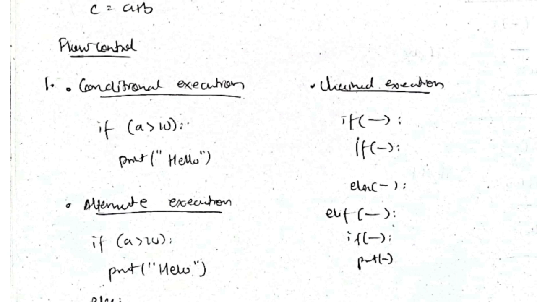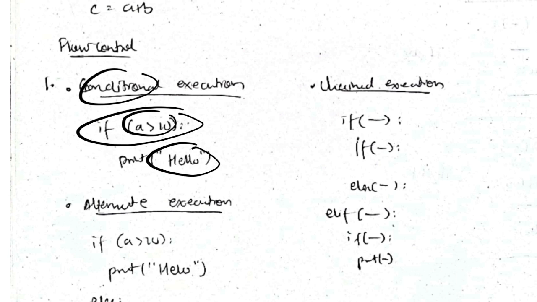By the names only you can remember conditional execution. It depends on a condition. If A is greater than 10, print hello. Okay, that's the code snippet you have to write.